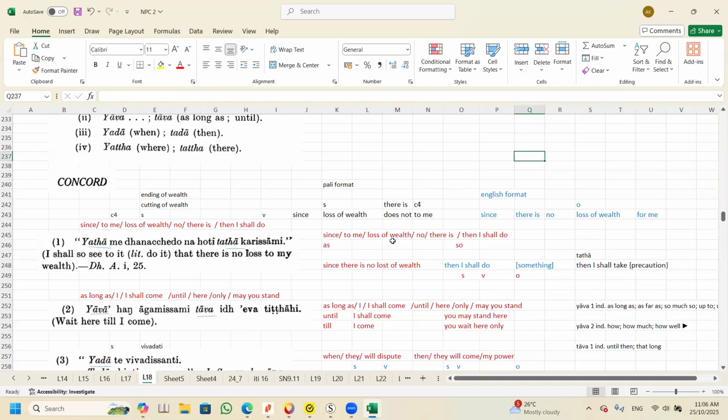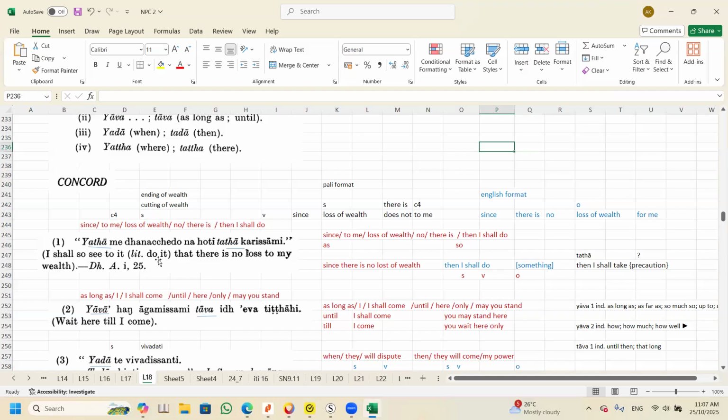There is a loss of wealth due to certain reasons, maybe because I'm careless, so I will take a precaution. This is just to justify subject, verb, and object. So I put it like that. Since there is no loss of wealth, then I shall do. No, this whole line is "I shall do". But here I will rephrase it: I shall take precaution. This is not in the text. I just added it for you to see, so that the explanation is a lot easier.